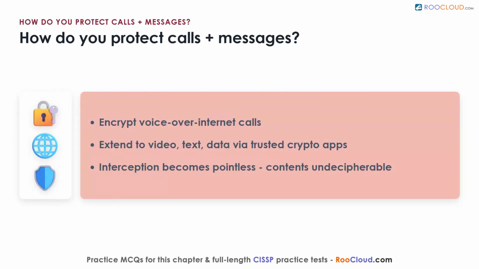How do you protect calls and messages in transit? With communication encryption. Voice calls over Internet Protocol can be encrypted so that anyone tapping the line hears only scrambled noise. The same principle extends to video, text, and data through apps built on well-respected cryptography. When the channel is encrypted, interception becomes pointless because the contents are undecipherable. Think of speaking in a code only your intended listener can decode. Anyone else on the line just hears static.